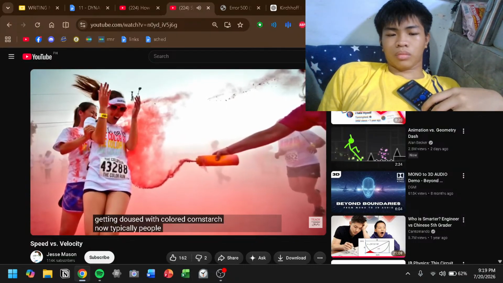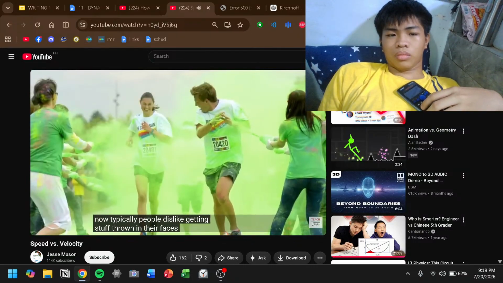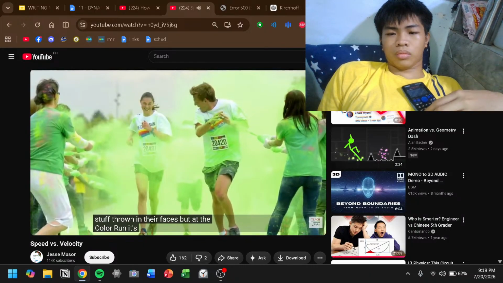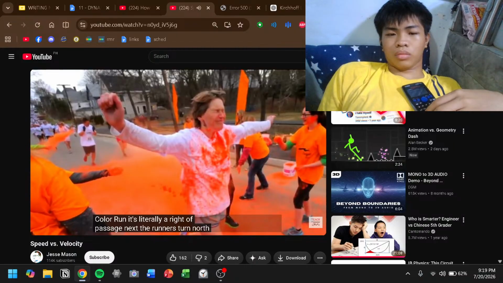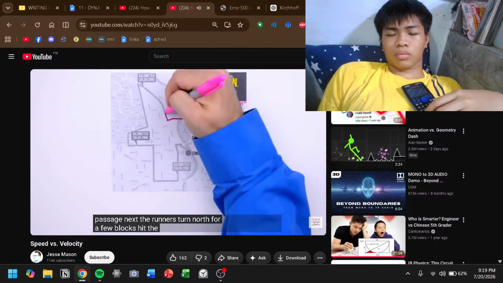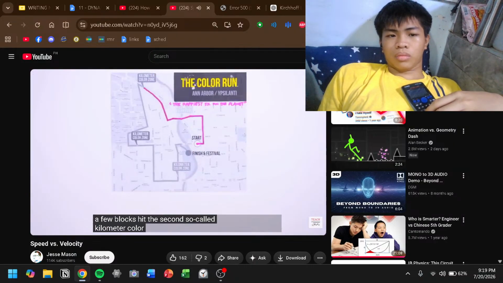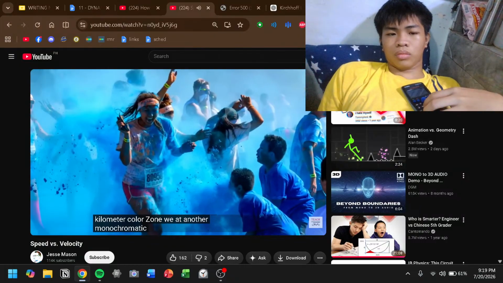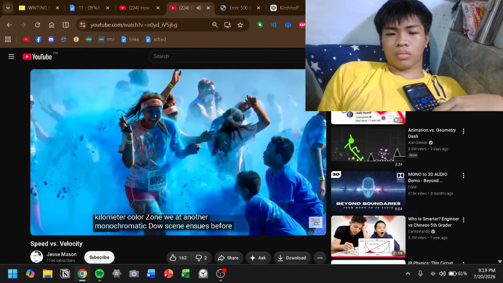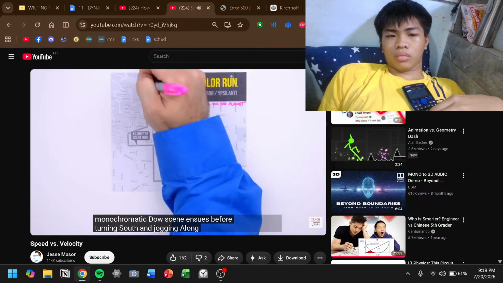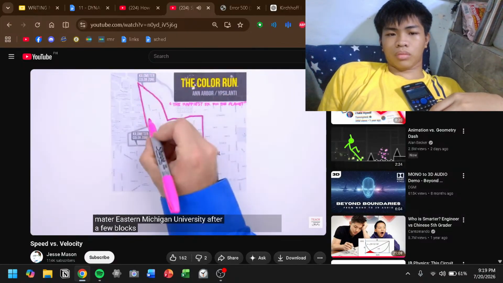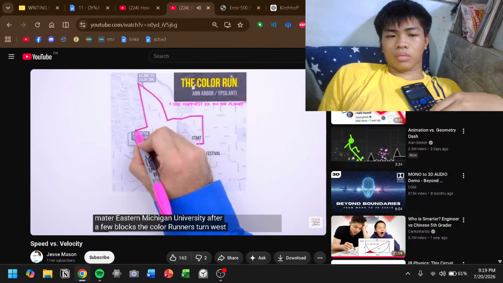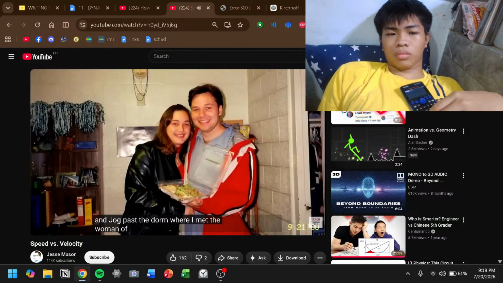Now, typically people dislike getting stuff thrown in their faces, but at the Color Run, it's literally a rite of passage. Next, the runners turn north for a few blocks, hit the second so-called kilometer color zone, where another monochromatic dousing ensues, before turning south and jogging along my alma mater, Eastern Michigan University. After a few blocks, the color runners turn west and jog past the dorm where I met the woman of my dreams.